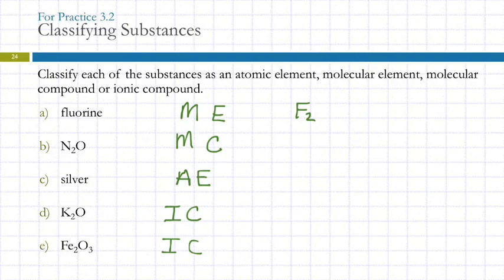As we learn how to name these, we have to identify molecular compound or ionic compound. And really, 99% of the time, you only have to look at the first element. If the first element's a metal, it's ionic. If it's not a metal, almost all the time it's going to be a molecular compound.